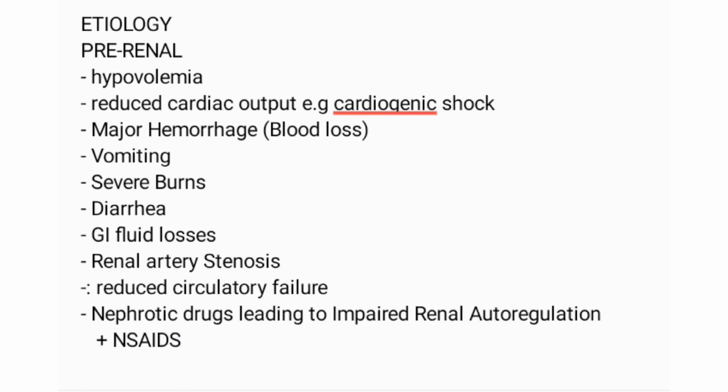Okay, then apart from NSAIDs, you can have ACE inhibitors and ARBs. These ACE inhibitors and ARBs cause vasodilatation of the efferent arteries, which reduces the hydrostatic pressure and reduces the glomerular filtration in AKI. Okay, those are some of the things you have to know about this condition.